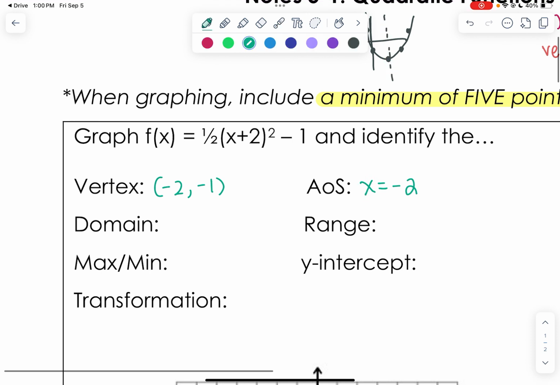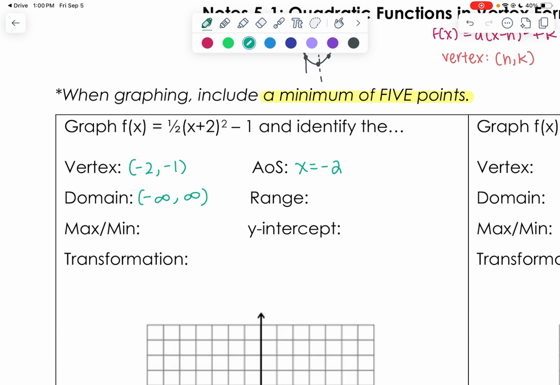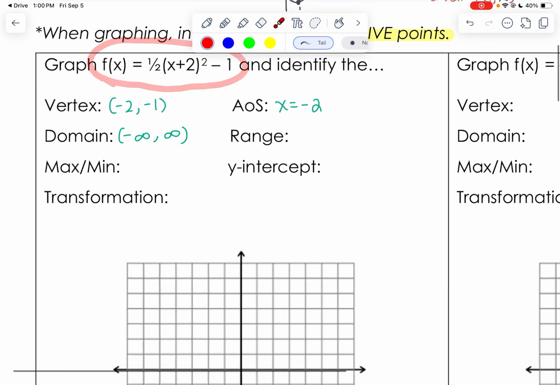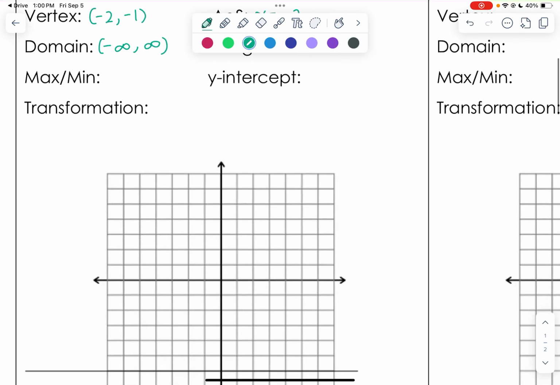Okay. Domain's going to be the same for all of them. You could plug in anything you want from negative to positive, so -infinity to positive infinity. Okay. But my range, if I were going to graph this, let's go ahead and graph it. I know that my vertex is at (-2, -1), right there.